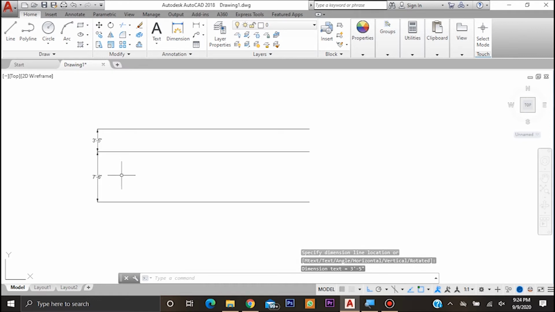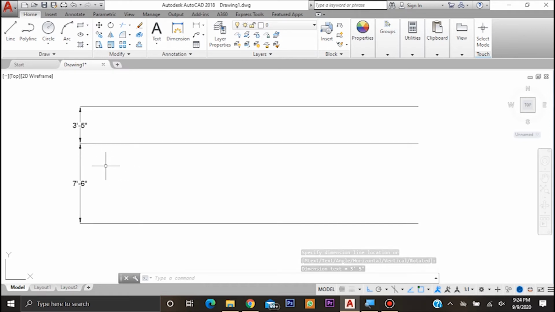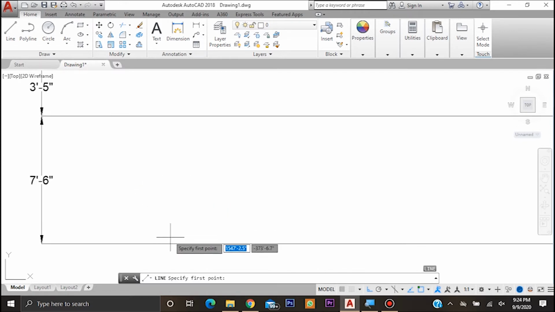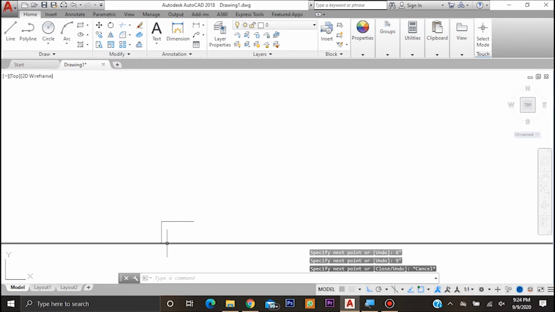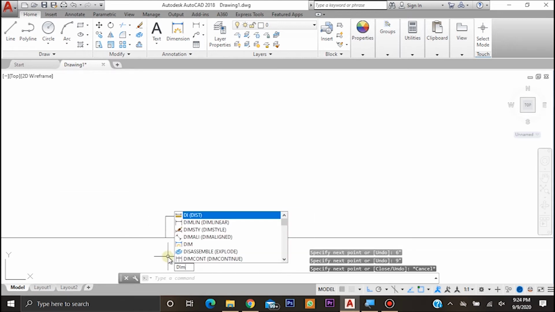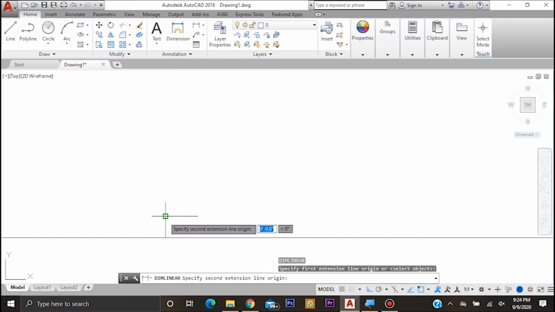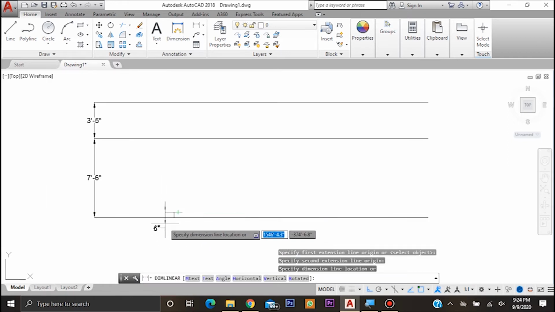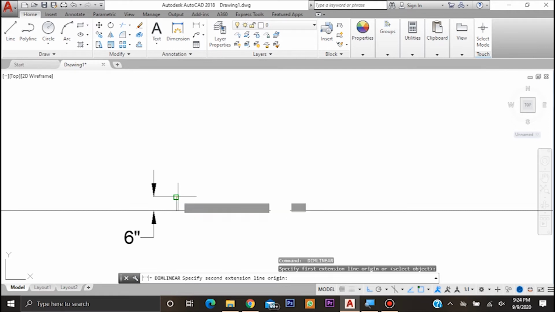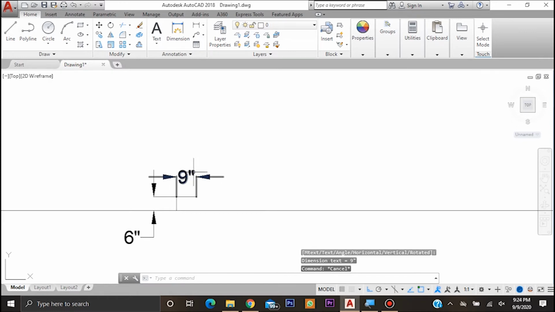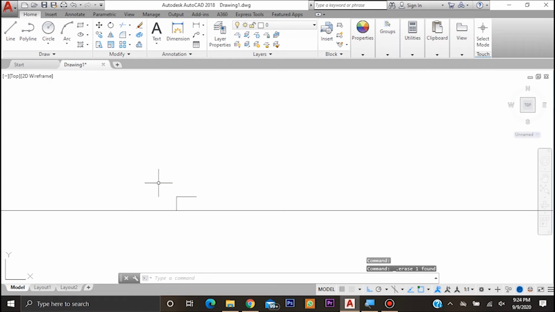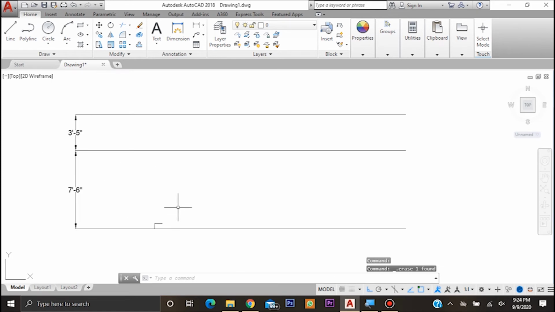Generally in stairs, the standard dimension is a riser of 6 inches and a tread of 9 inches. We can draw the drawing. The riser is 6 inches and the tread is 9 inches. Let's check the dimension. The riser's dimension is 6 inches and the tread's dimension is 9 inches. Similarly, draw these steps until it reaches the lintel level.